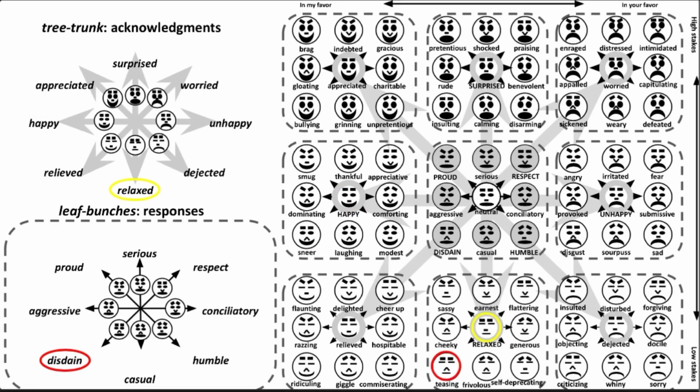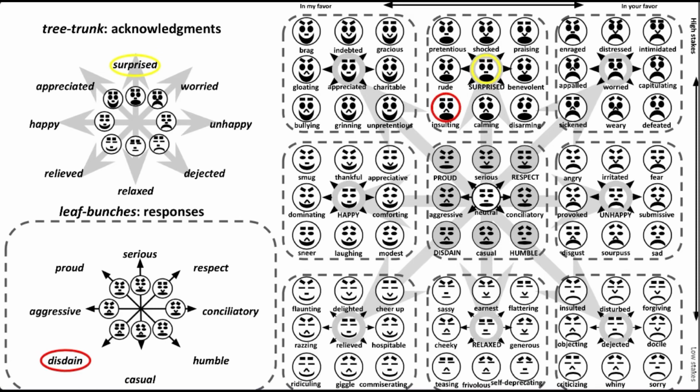Now let's imagine that you're still signaling disdain, but instead of being happy or unhappy, you're signaling relaxed. In this case, we're in the bottom region and down to the left from the center, and we're at something more like teasing. It's like being disdainful, but not in a serious way. If you're still showing disdain, but also showing surprise, it's a completely different story. Now it's something along the lines instead of insulting.